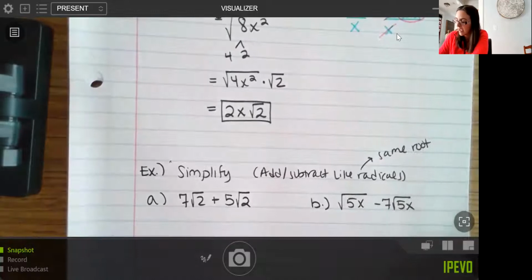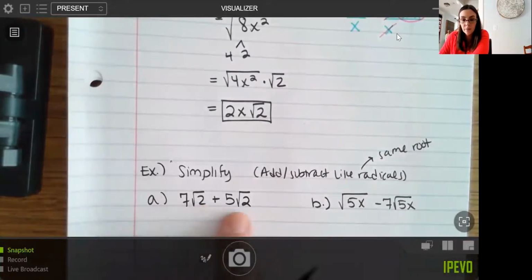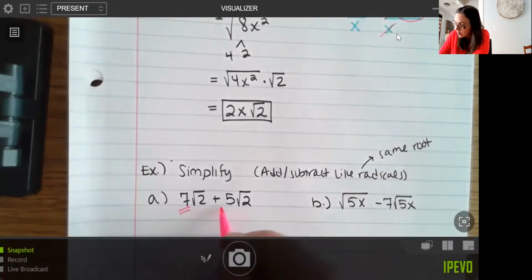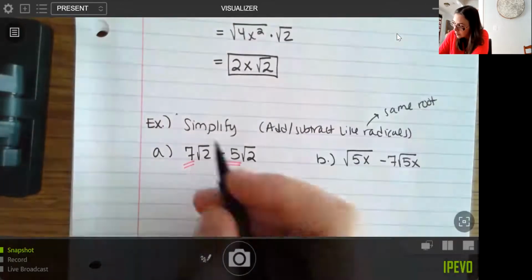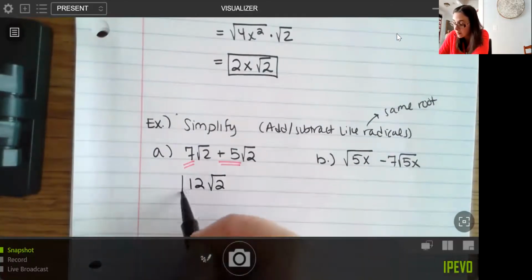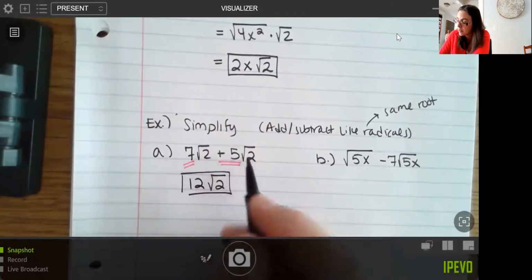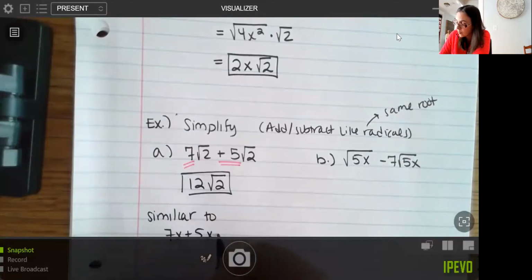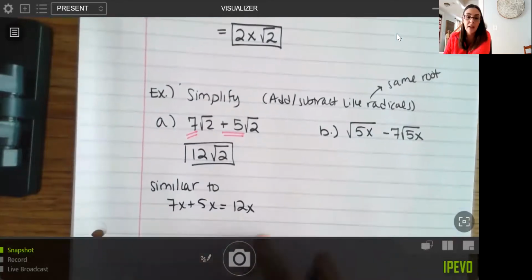So notice here that I have the same roots. They're both square root of 2. So what you do is you actually just work with the outside values. 7 plus 5. Well, 7 plus 5 is 12. And then you rewrite that root 2. And that's it. So it's similar to if you had 7x plus 5x, your answer would be 12x. You would just add the numbers and keep the x. We do the same thing here. We just add or subtract the numbers out front and we keep that root the same.